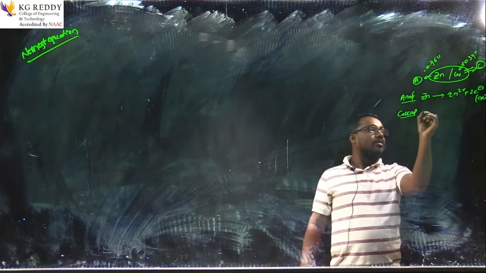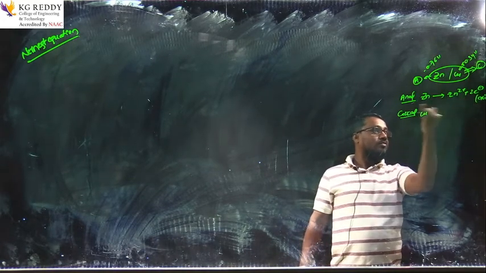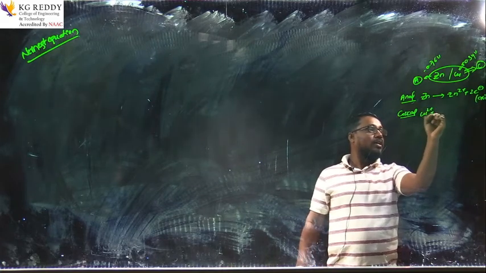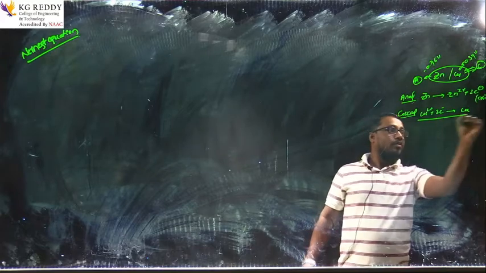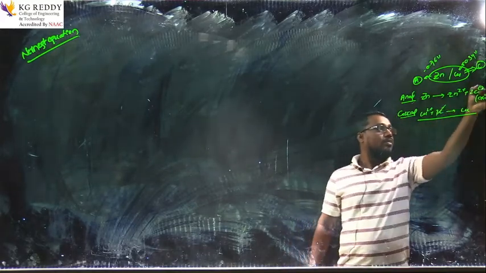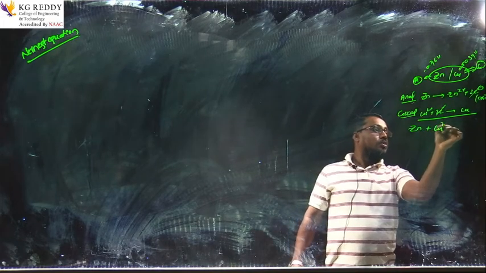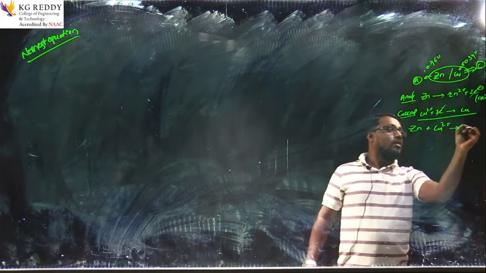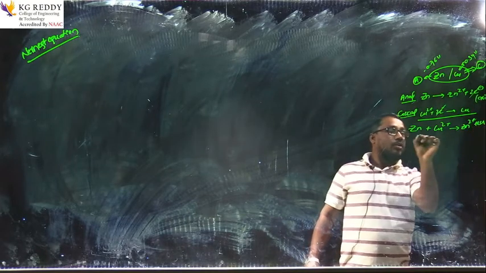And next one is cathode. In this, copper acts as a cathode. Whatever electrons are released from the anode will be gained by the cathode. So 2 electrons, and therefore it becomes copper. If you write the overall reaction, these two electrons cancel, and next zinc and Cu2+ give Zn2+ and Cu. This one is the overall reaction.